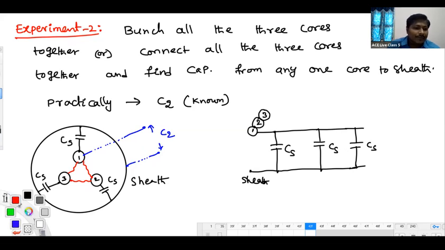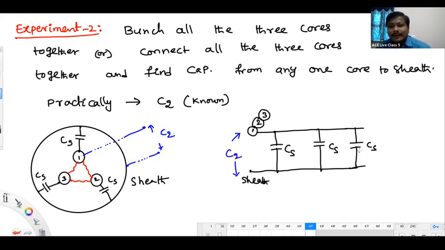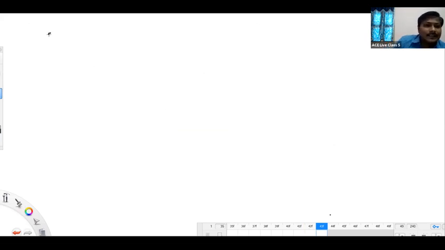Now we have to find the effective capacitance from core number 1 to sheath, which I am calling C2. How are these three connected? In parallel. That will be 3Cs equal to C2. I can write here 3Cs is equal to C2. Take this as equation number 2 from the experiment 2 result, and solve equations 1 and 2 to get the values of Cs and Cc.